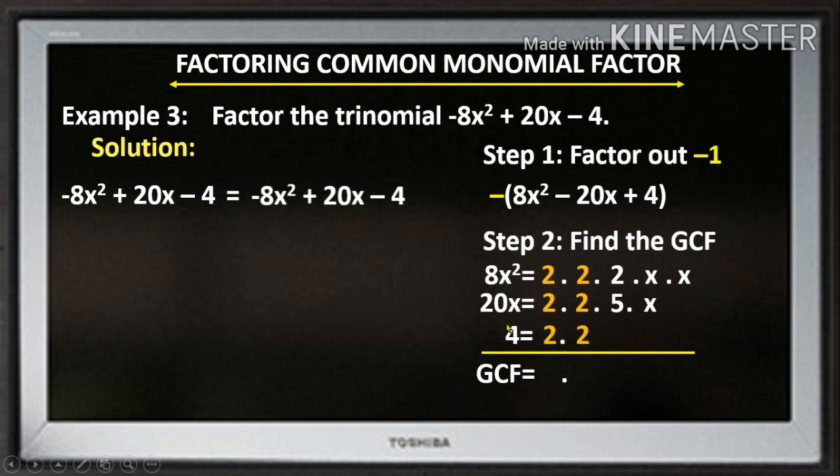Okay, so the greatest common factor of the three terms. Look at here. 2 is common to the three terms, and another 2 here is a common factor of the three terms. Now x cannot become a common factor because in the third term 4 there is no x. So our greatest common factor is equal to positive 4. Again, we multiply the remaining factors here. So 2 times x times x is equal to 2x squared.